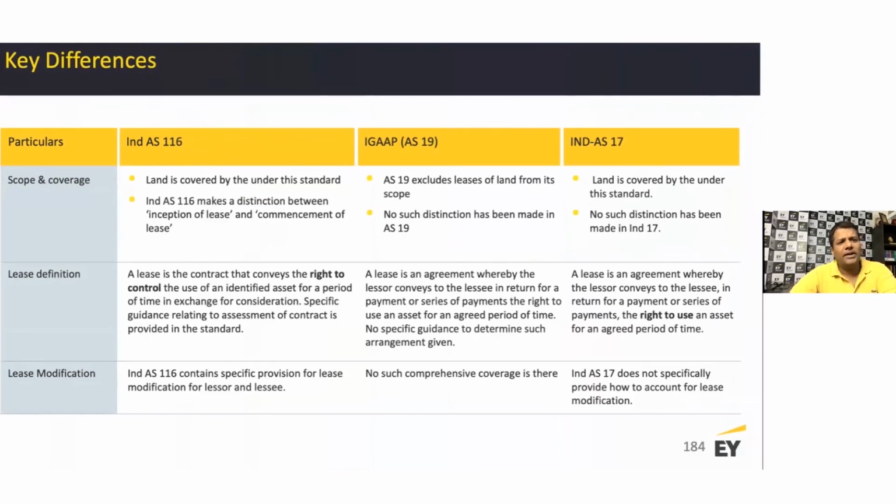So scope and coverage, largely other than land, is covered by standard AS 19. The land is excluded. Now, when you look at the definition of lease, it is broadly similar. There's some more color to this.